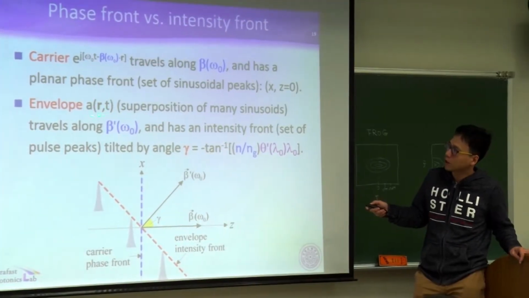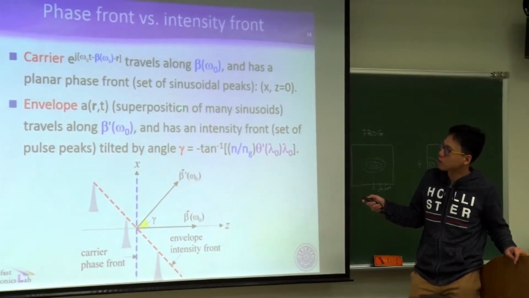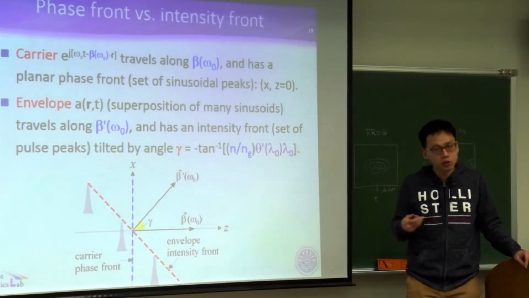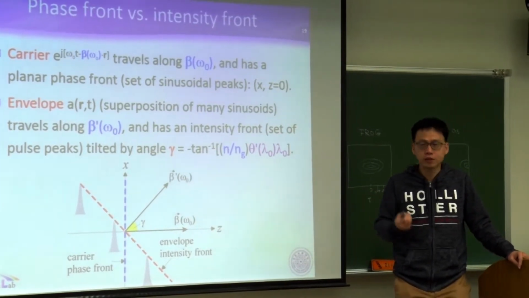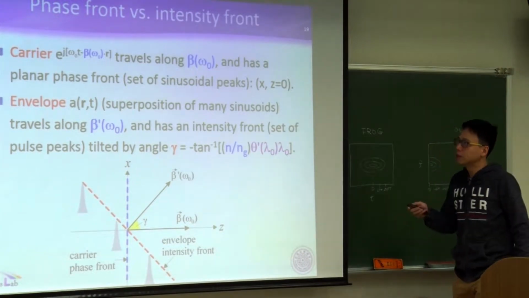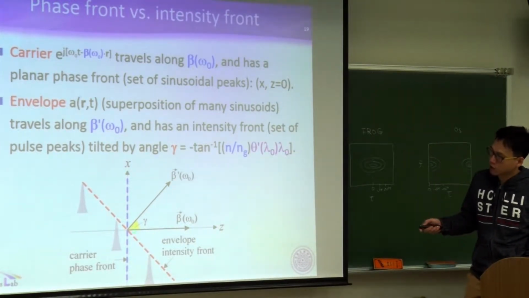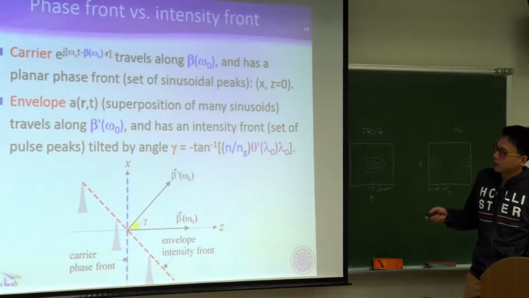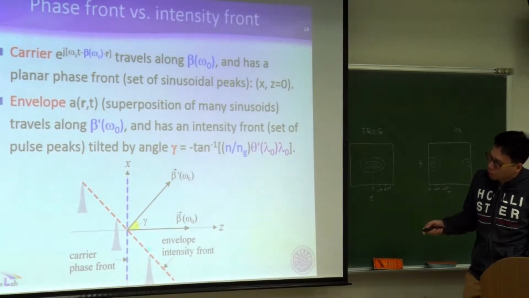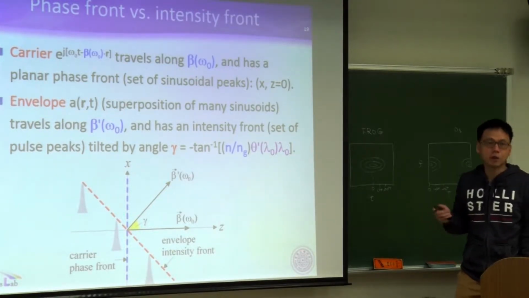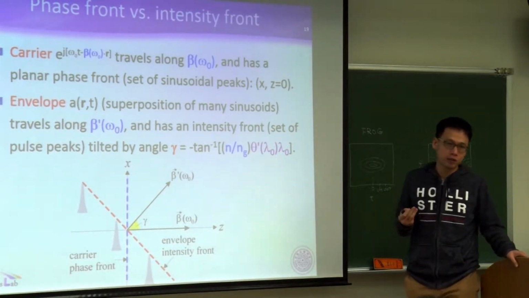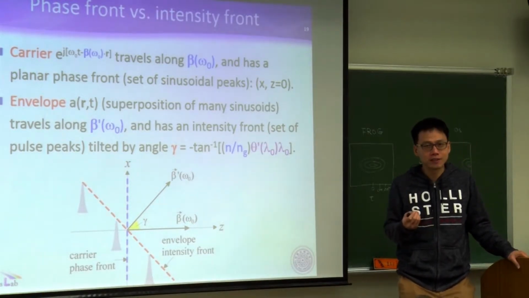Okay, what is the envelope? It's a superposition of many sinusoidal waves, right? That will give you the envelope. It travels along the beta prime direction, which is shown here. This is the beta prime vector, okay? And the red dashed line represents the intensity front. This is now the phase front.